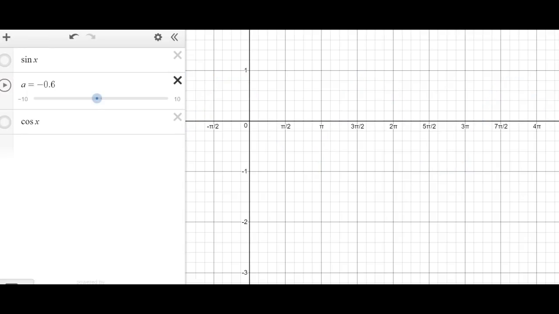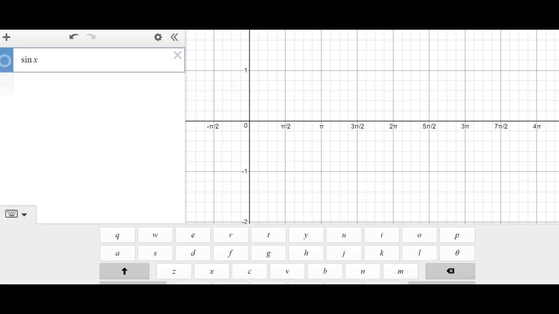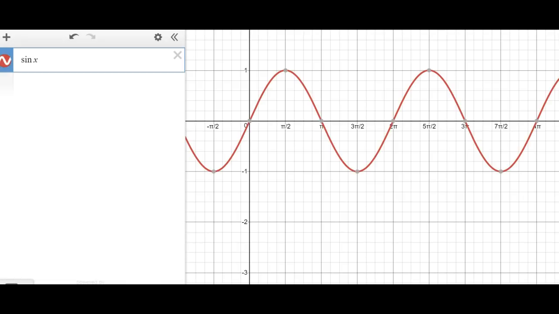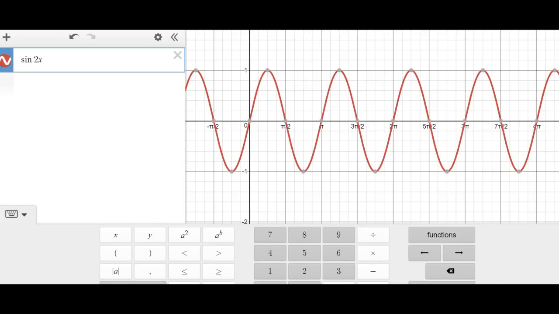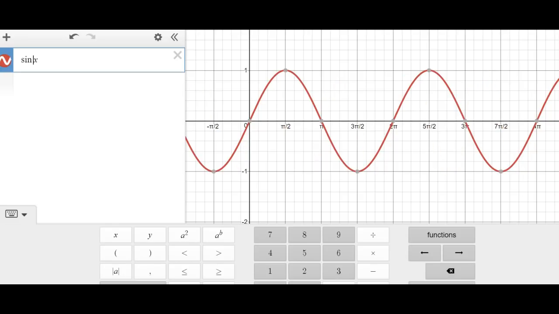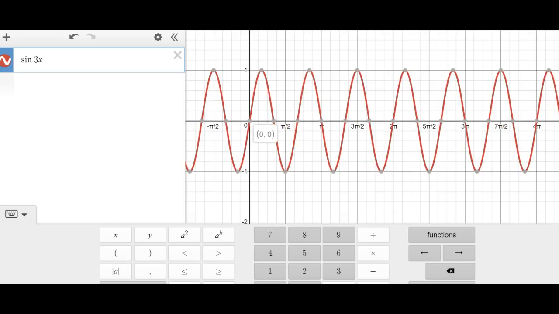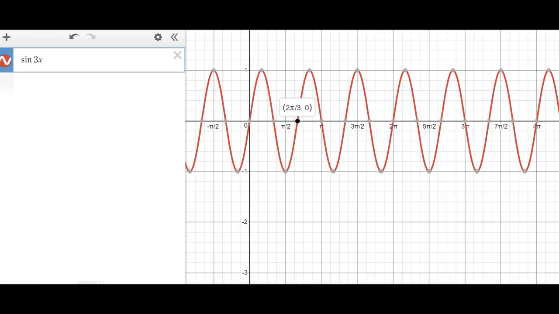So I'm going to go back to the sine function here. Let's graph sine of x. And if I put a number in front of that, like if I put 2 in front of it, notice how it squishes in. And between 0 and pi, it gets 1 complete cycle in. If I put a 3 in there instead, now starting at 0, here's 1 cycle, here's 2 cycles, here's 3 cycles between 0 and 2 pi. So the complete period goes between 0 and 2 pi over 3.